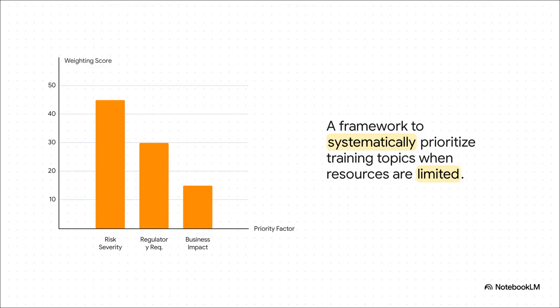Look at this chart here. Notice how risk severity is by far the biggest bar? That's your heavyweight. Why? Because tackling the biggest risks gives you the best bang for your buck in terms of security. Of course, regulations and business impact are important, but mitigating risk is priority number one.